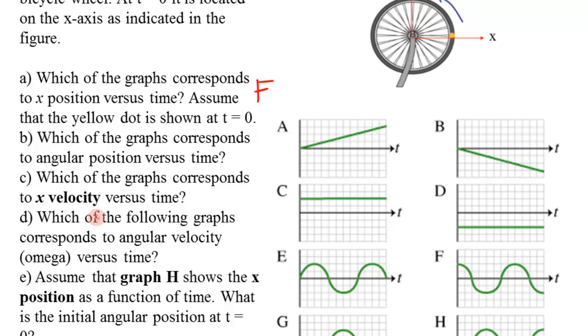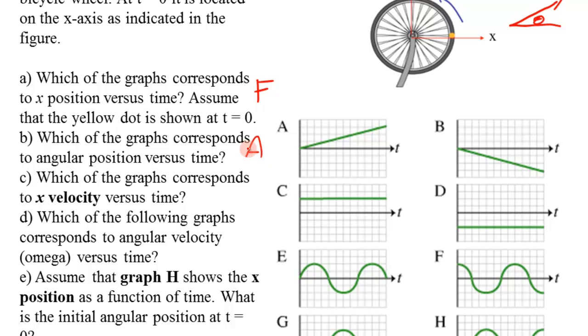Now, which of the graphs corresponds to angular position versus time? Well, angular position is usually measured relative to the x-axis, so as the dot moves around, this theta would represent our angular position. If this thing is rotating at a constant speed, our angular position is going to change at a constant speed. It's going to start at 0, since that's right along the x-axis, and it's going to increase at a constant speed. That would be graph A, where you start at 0 and you have something that increases at a constant speed.